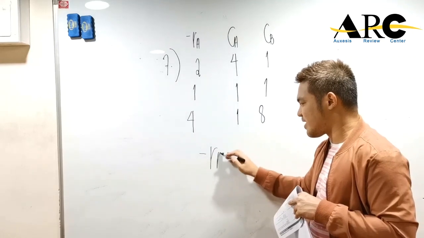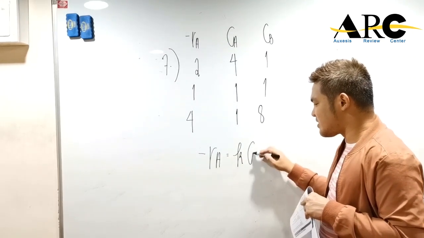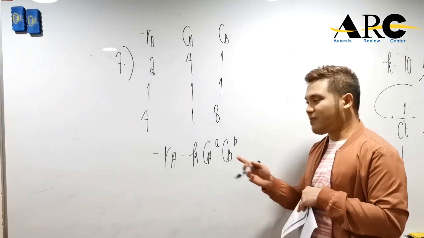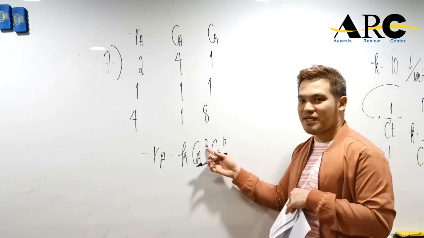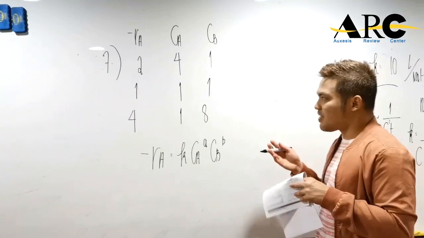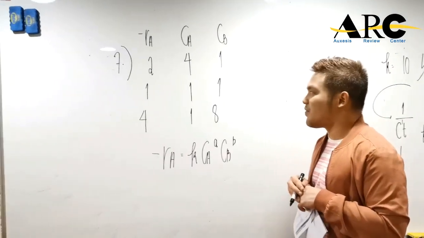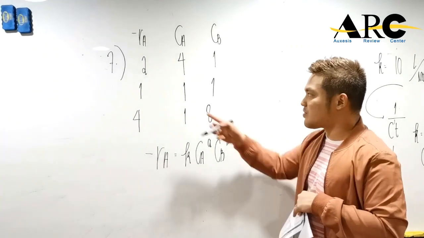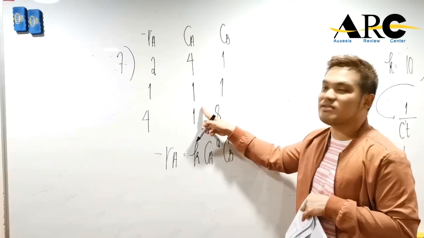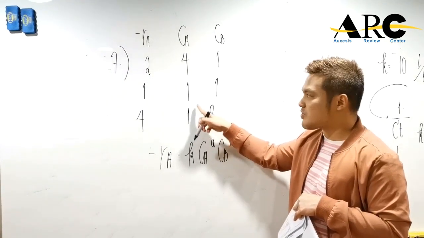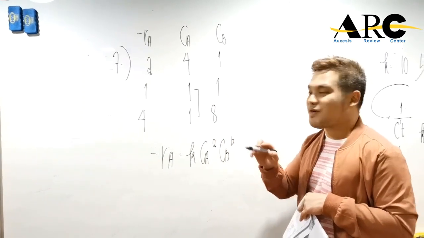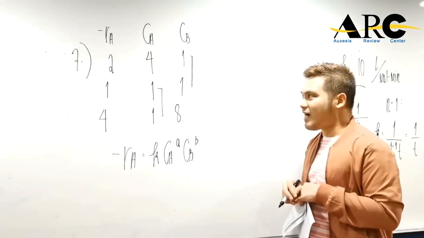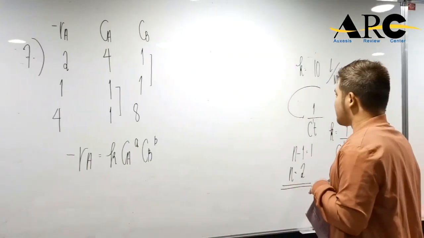Because according to law of mass action, negative RA is K CA raised to A times CB raised to B. So, paano natin makukuha yung order na exponents A and B? Kapag naka-encounter kayo ng ganito, ang gagawin nyo lang is hahanap kayo ng magkaparehas na value. For example, dito sa CA, parehas na 1 yung second and third condition. So for example, sa CB, parehas na 1 yung first and second condition.